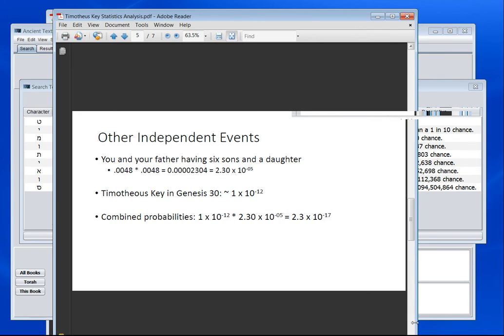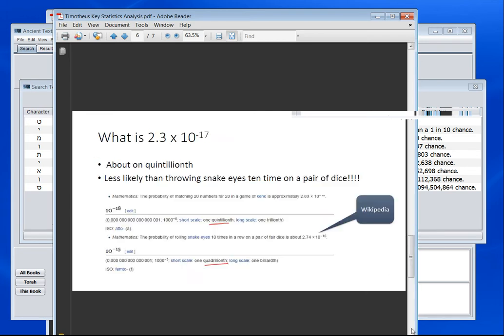Now, both he and his father had 6 sons and a daughter. So you have to multiply both of those events times each other. And the chance of that is this number, 2.3 times 10 to the minus 5. And then, of course, we know we have to multiply those events times just finding the key in Genesis 30, where it references 6 sons and a daughter. Combining the probabilities, you multiply the chance of each as independent events, and you get this very, very small number. Very, very small chance, 2.3 times 10 to the minus 17th.